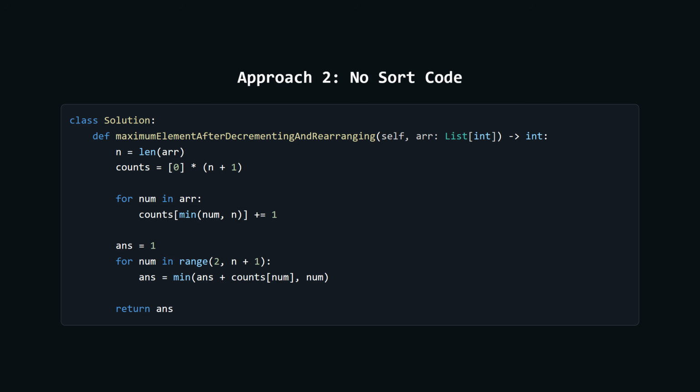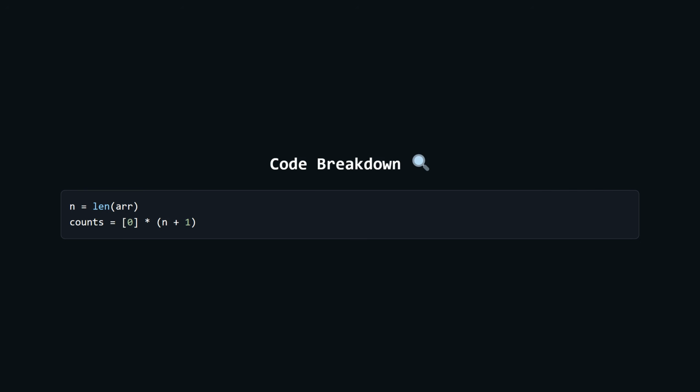Here is the code for the no-sort approach. Let's break down how it tallies everything up. First, we find the total length of our list, let's call it n. We then create a new list of zeros to keep track of our counts, making it n plus 1 spaces long. We go through our original numbers one by one.